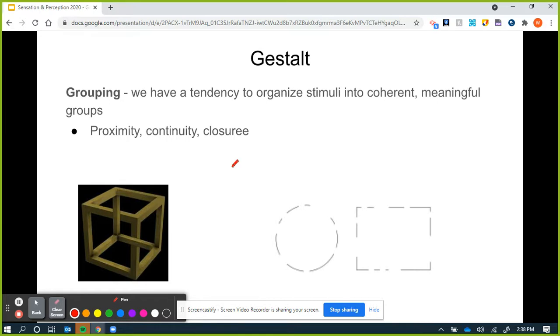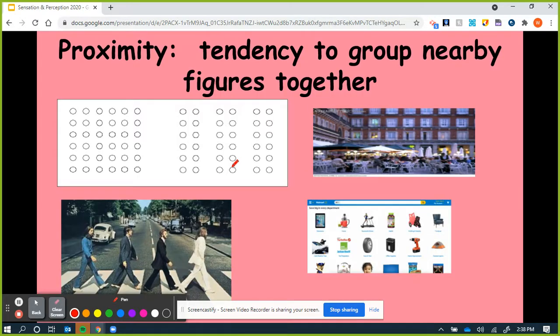There are also the Gestalt principles of grouping, how we organize things, and how we make meaningful wholes even when there is not a meaningful whole. Proximity is when things are close together, we tend to group them together. We tend to assume things are together when they are close to one another.